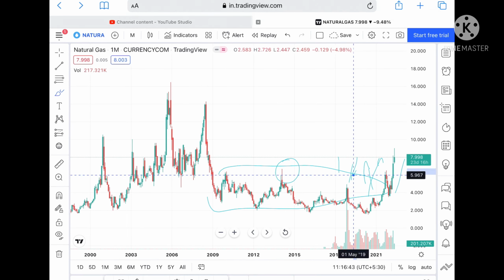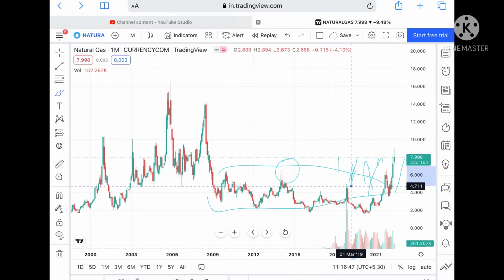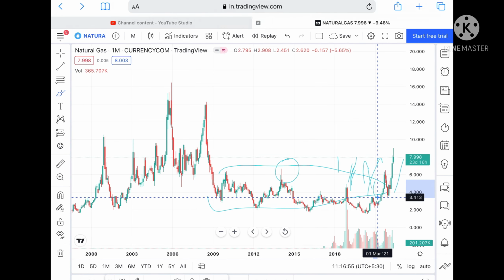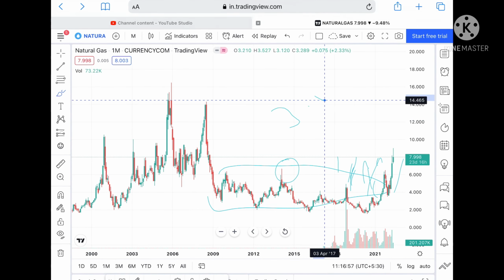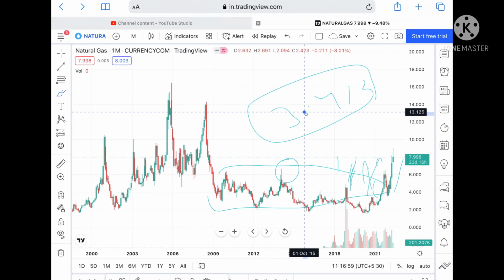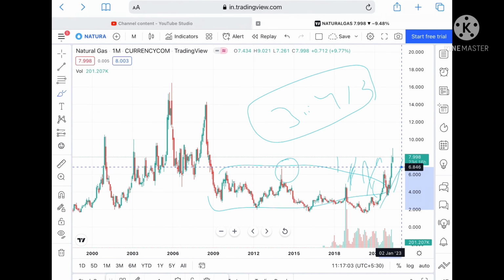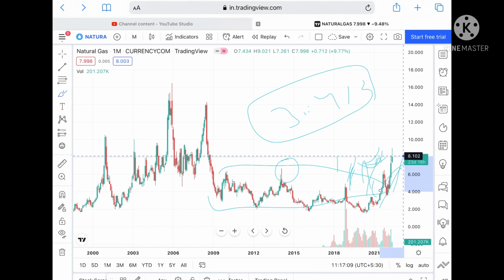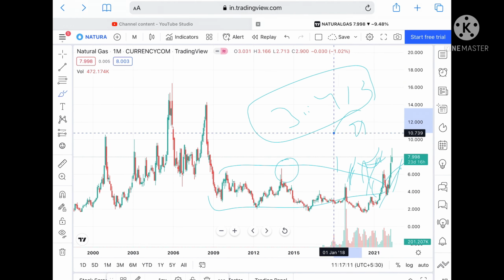5.129. Suppose the price goes below this level, then it can touch a level of 4.711, and from there it can come down to a level of 4.167. Okay, and from there if it goes below this level, then we can see a level of 3.413 also. Okay, but as of now, what we can see in the next week is that if it sustains a level of 6.7, we can see it can bounce back from this level, or if it sustains above a level of 8.2, then we can see it can move further upside.